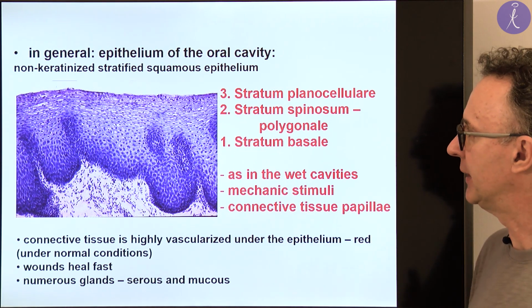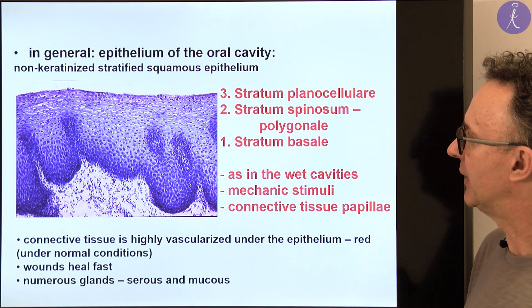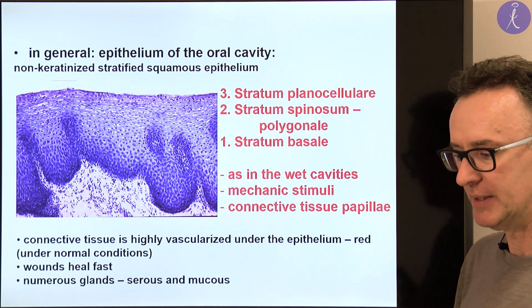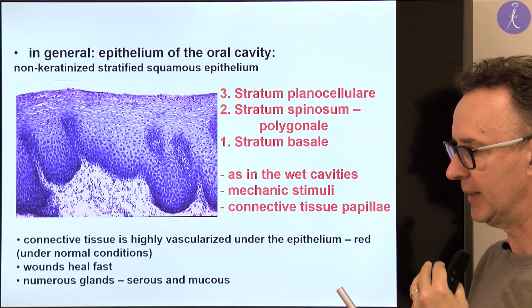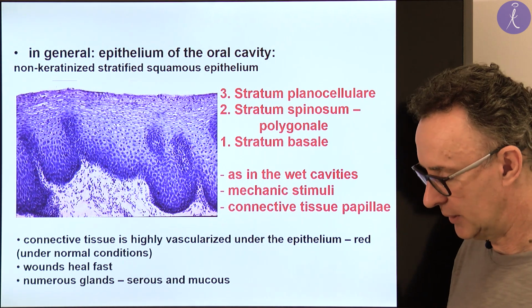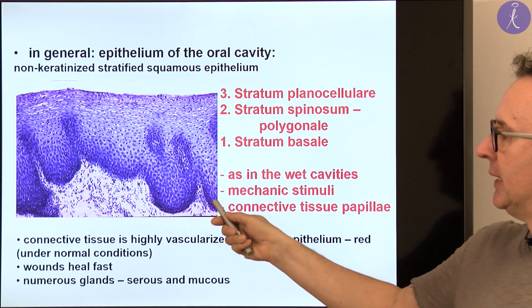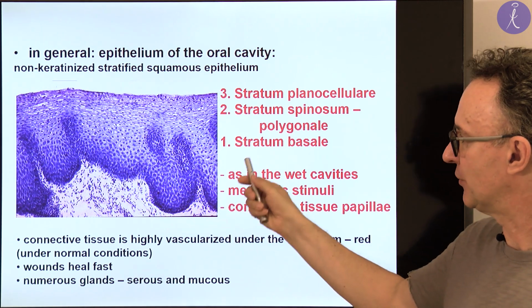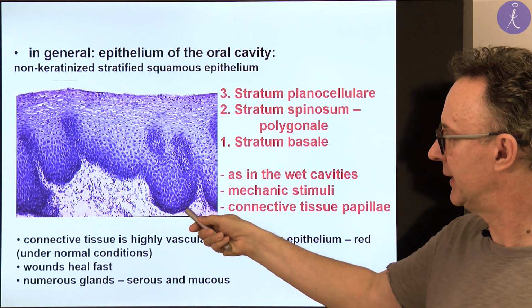Now, after this macroscopic introduction, I like to start the histology. And in general, I can tell you that the epithelium of the oral cavity is a non-keratinized stratified squamous epithelium. We are not surprised because we mentioned in the first semester that where we enter from outside, from the skin into a canal, we have always a transition first, and this is called non-keratinized stratified squamous epithelium.